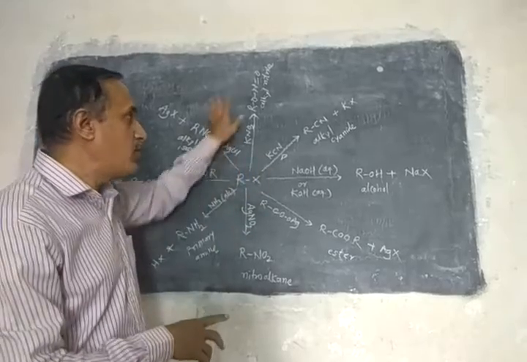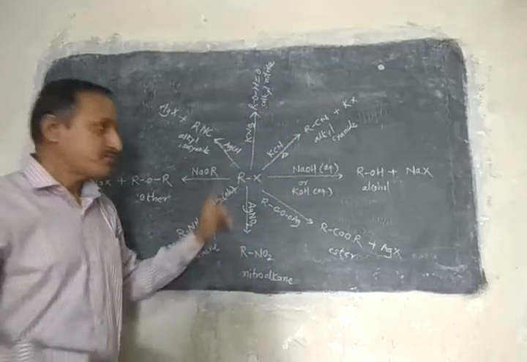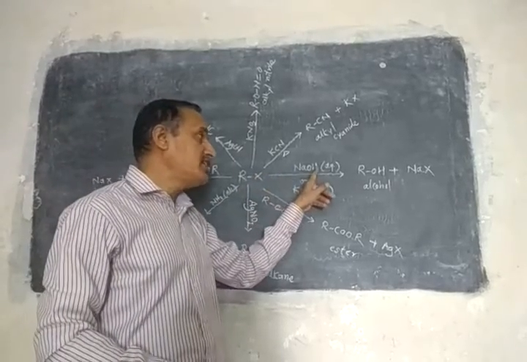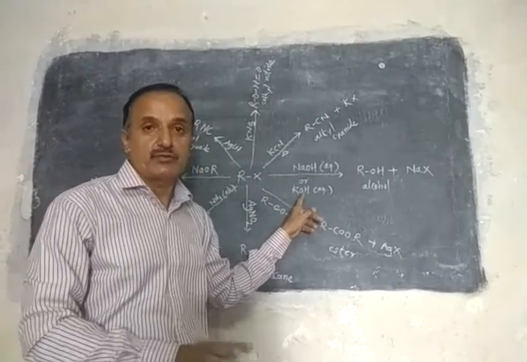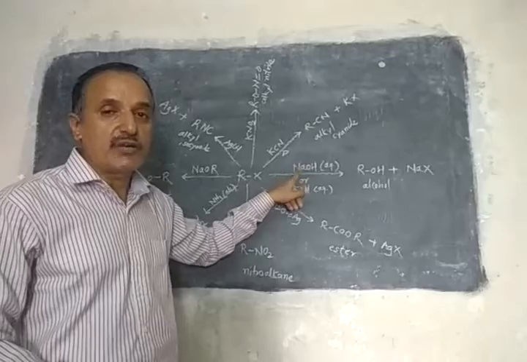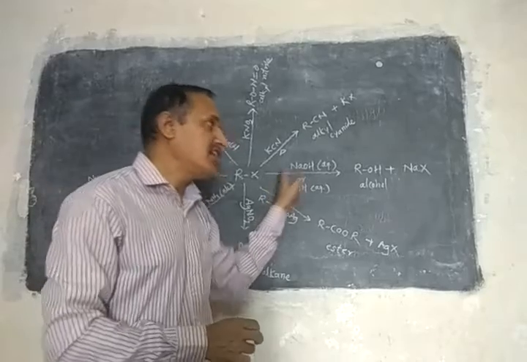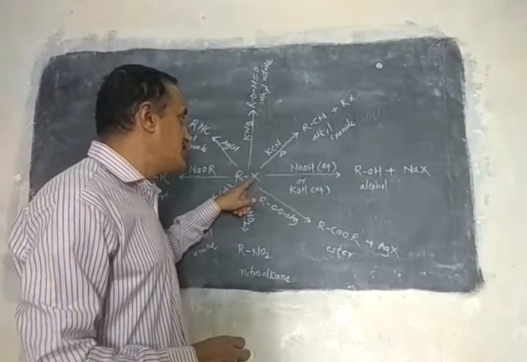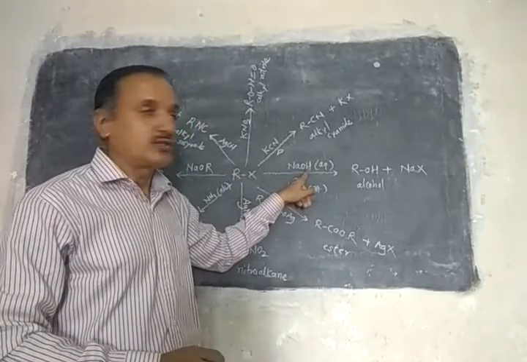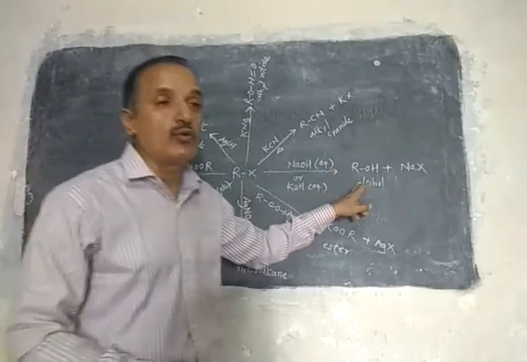I have summarized all these nucleophilic substitution reactions in this chart. See, alkyl halide, when treated with aqueous sodium hydroxide or aqueous potassium hydroxide, undergoes a hydrolysis reaction and we get the alcohol. Here the halogen X is replaced by OH. The OH nucleophile replaces the X, and we get the alcohol.